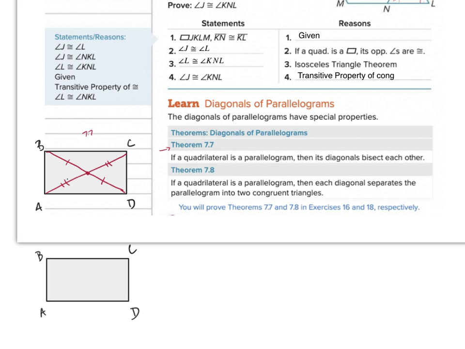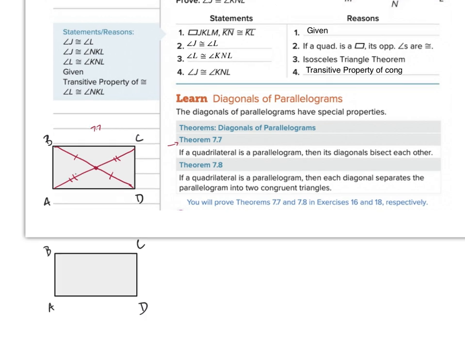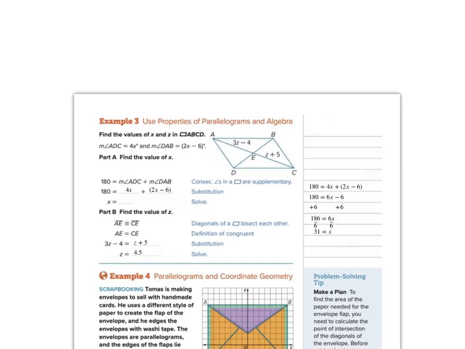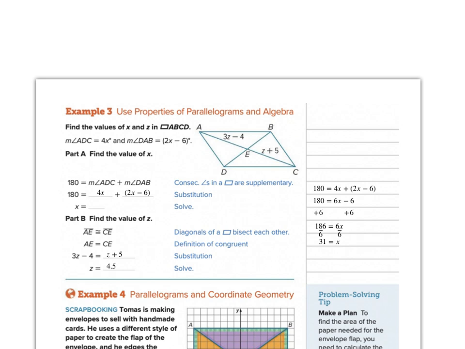And then it says, if a quadrilateral is a parallelogram, each diagonal separates the parallelogram into two congruent triangles. And that is saying that if this diagonal, I have two congruent triangles. I know that this is congruent to this, this is congruent to this, and this is congruent to itself. So technically you do create two congruent triangles. Many ways to come up with it, but this indicates right here just side, side, side.